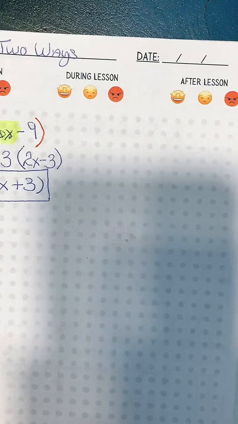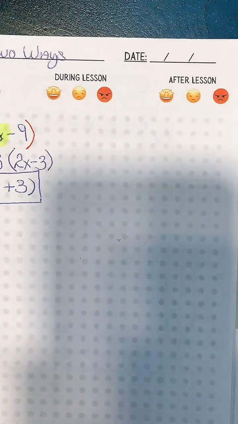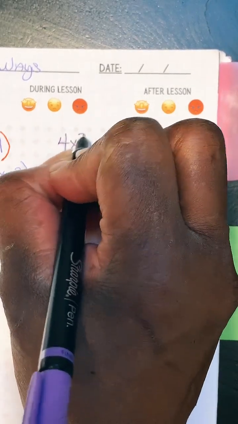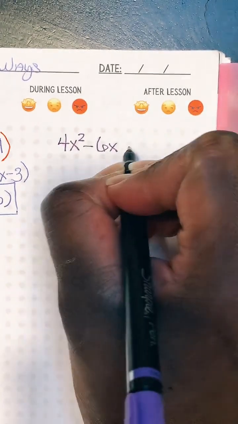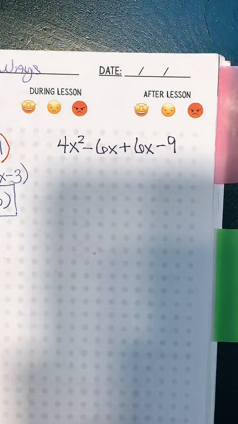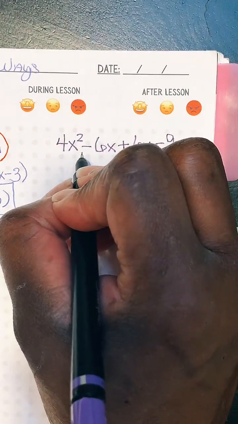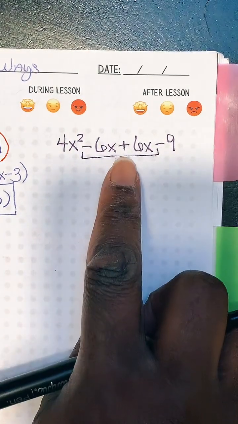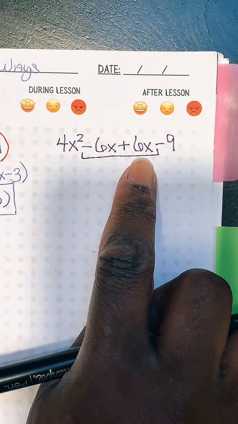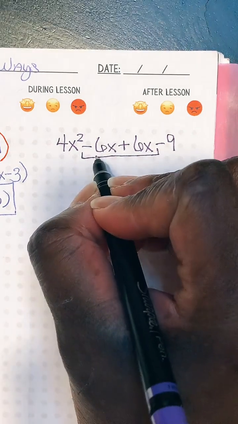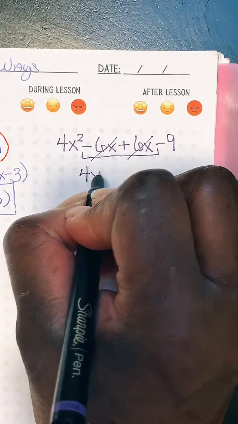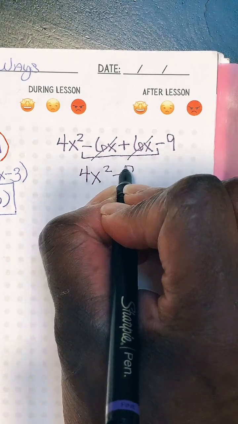So let me rewrite so we can get our bearings into this. The original expression was 4x squared minus 6x plus 6x minus 9. So right here in the center, we got like terms. We could combine those two. So -6 plus 6 will give me my 0. So what's left is my 4x squared and my -9.